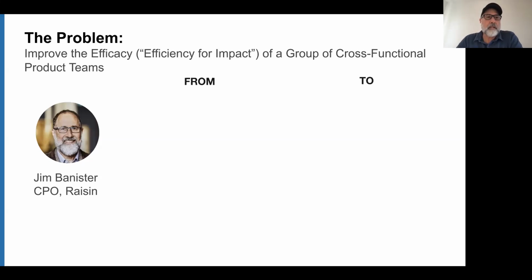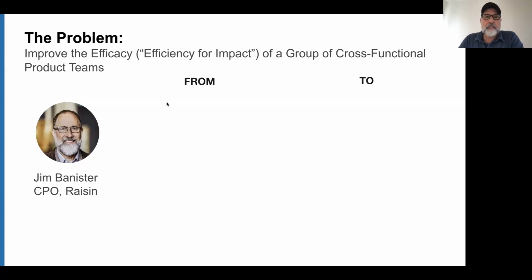The problem that I was setting out to solve was improving the efficacy of a group of cross-functional product teams, especially those that aren't really used to working together, or teams that have formed recently, or a group of teams that have expanded from 2 or 3 to 13 or 15 or 20 very, very quickly.